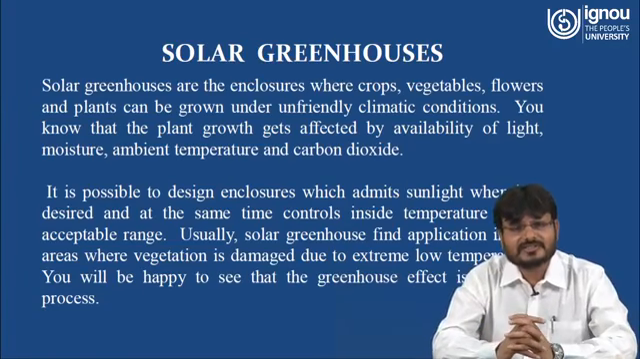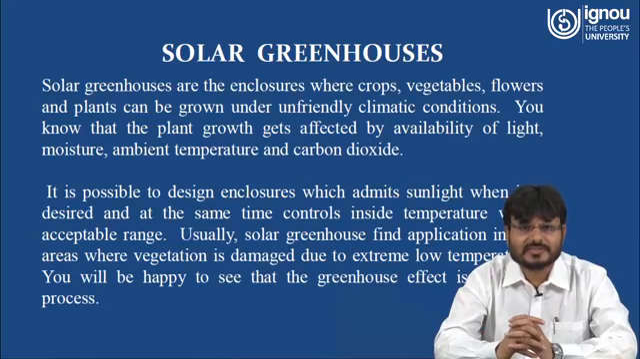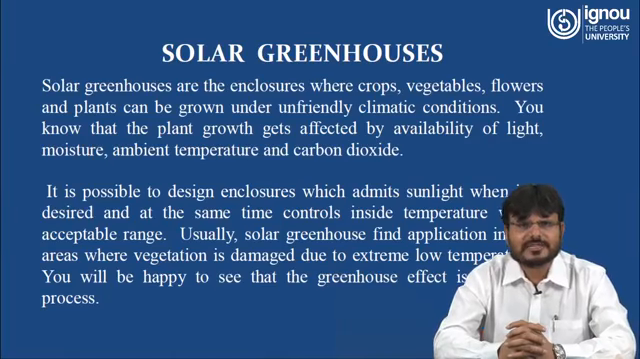Now the next topic is solar greenhouse. What is a solar greenhouse? Solar greenhouses are enclosures where crops, vegetables, flowers and plants can be grown under unfriendly climatic conditions. You know that plant growth is affected by the availability of light, moisture, ambient temperature, and carbon dioxide. It is possible to design an enclosure which admits sunlight when it is desired, and at the same time controls the inside temperature within an acceptable range.